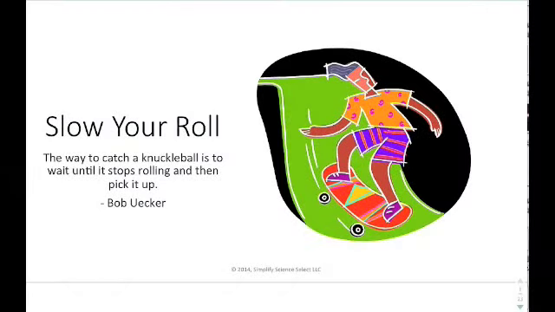This presentation is entitled Slow Your Roll. It says the way to catch a knuckleball is to wait until it stops rolling and then pick it up. It's a famous quote by Bob Uecker.